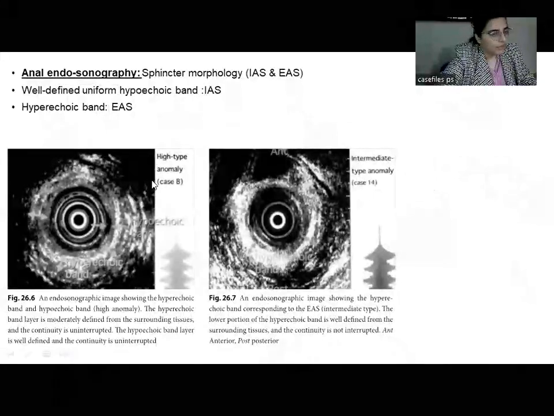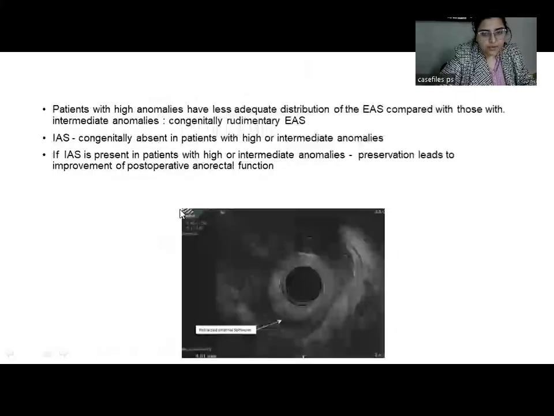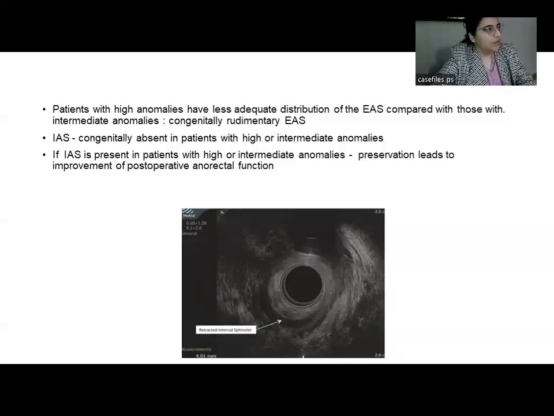Again, anal USG or anal endosonography can be used to determine the sphincter morphology, that is both the internal anal sphincter and the external anal sphincter. In this case, we see that there is a well-defined uniform hypoechoic band, which is representative of the internal anal sphincter, and the hyperechoic band, which is suggestive of the external anal sphincter. Usually, in patients such as in this case, you can see that there is a retracted internal anal sphincter. Patients with high anomalies will have less adequate distribution of the external anal sphincter compared to those with intermediate or lower anomalies. Usually, it is seen that patients with higher anomalies will tend to have a rudimentary external anal sphincter.